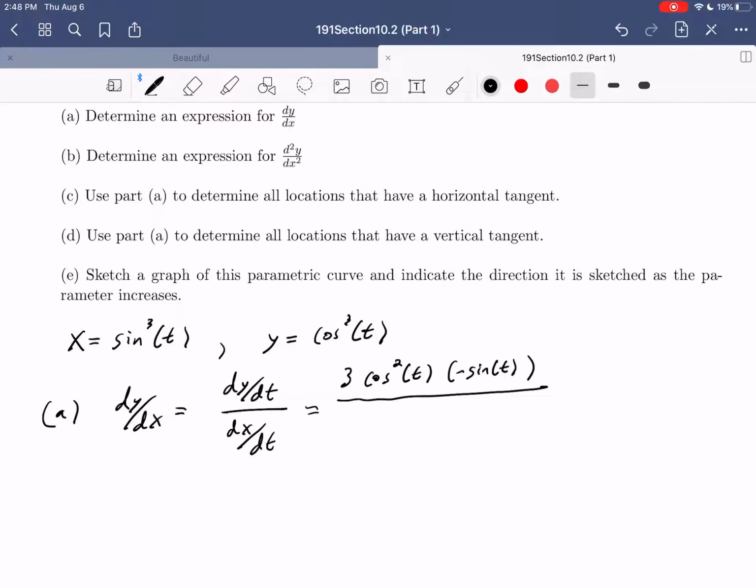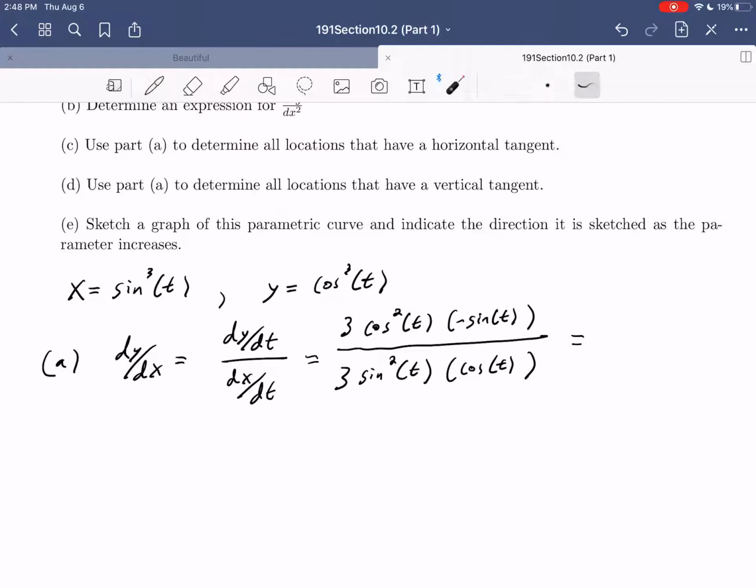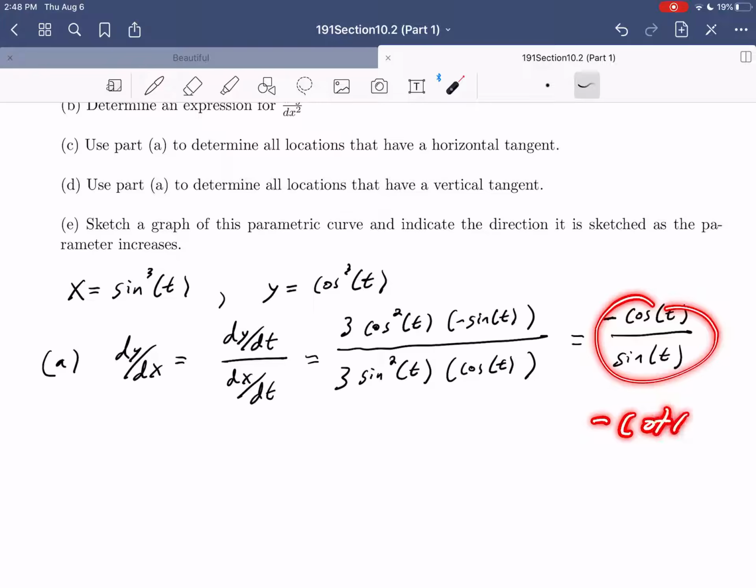And then divided by our dx/dt, same thing, chain rule: 3 sine squared t, and then the derivative of sine, which would be cosine of t. Looks like we could do a little bit of simplification. We could cancel out these 3's. We could cancel out a single sine and a single cosine as well. So we would end up with negative cosine of t up top, and in the denominator, just sine of t. Now, could we rewrite this as negative cotangent of t? For sure, but I'm just going to leave it in its fractional form.